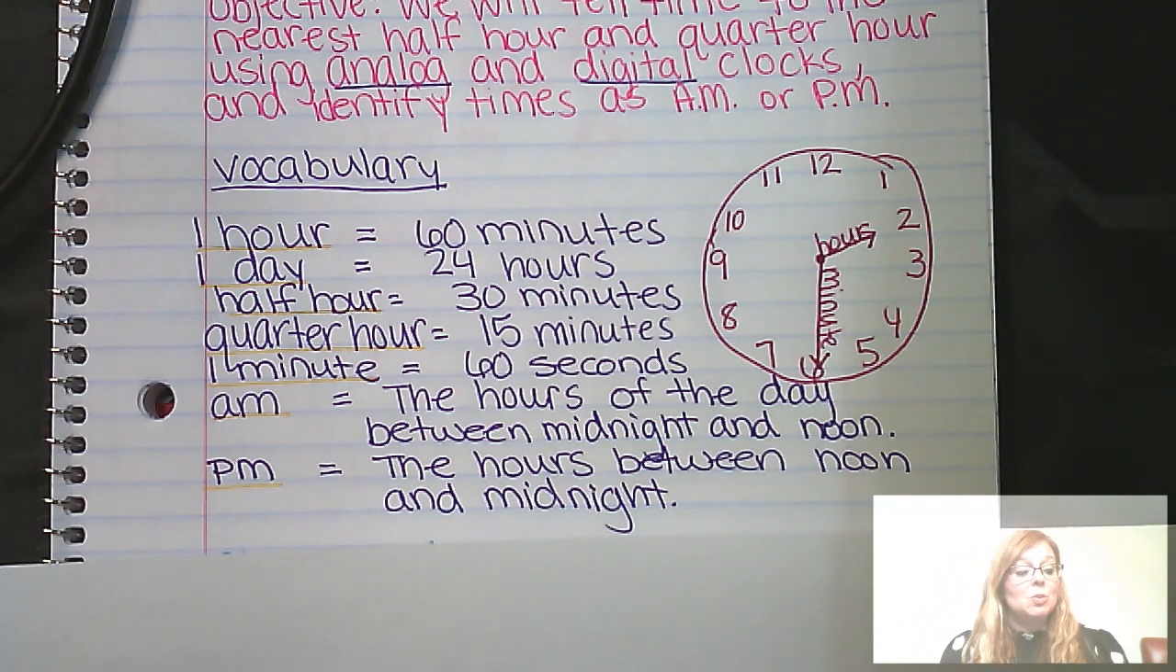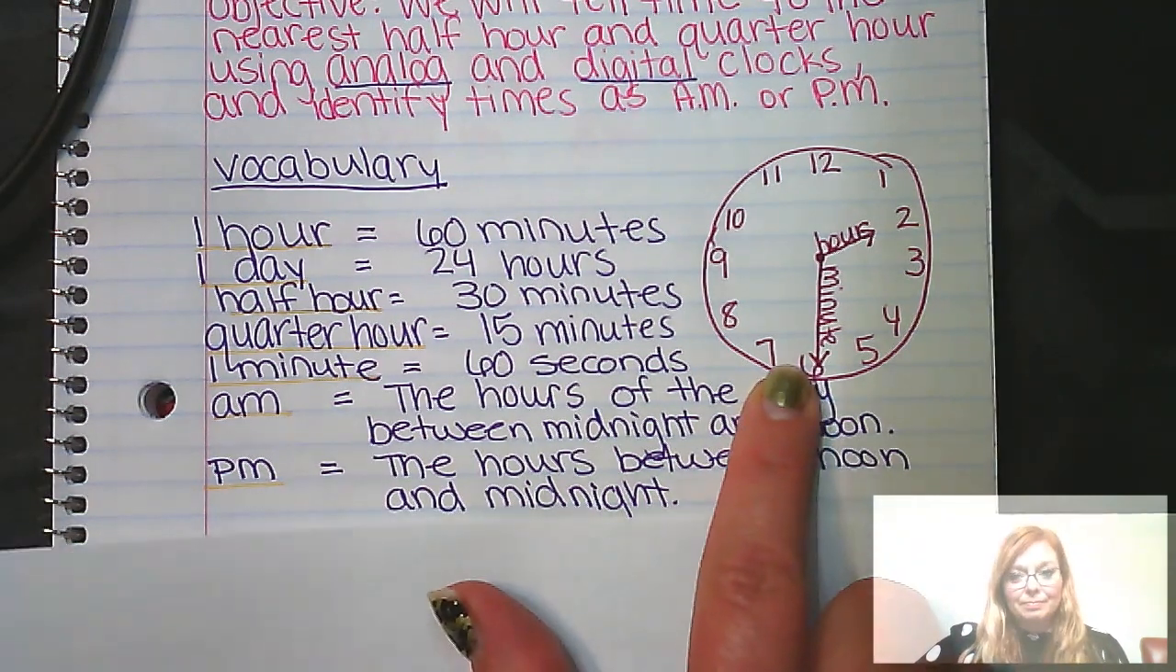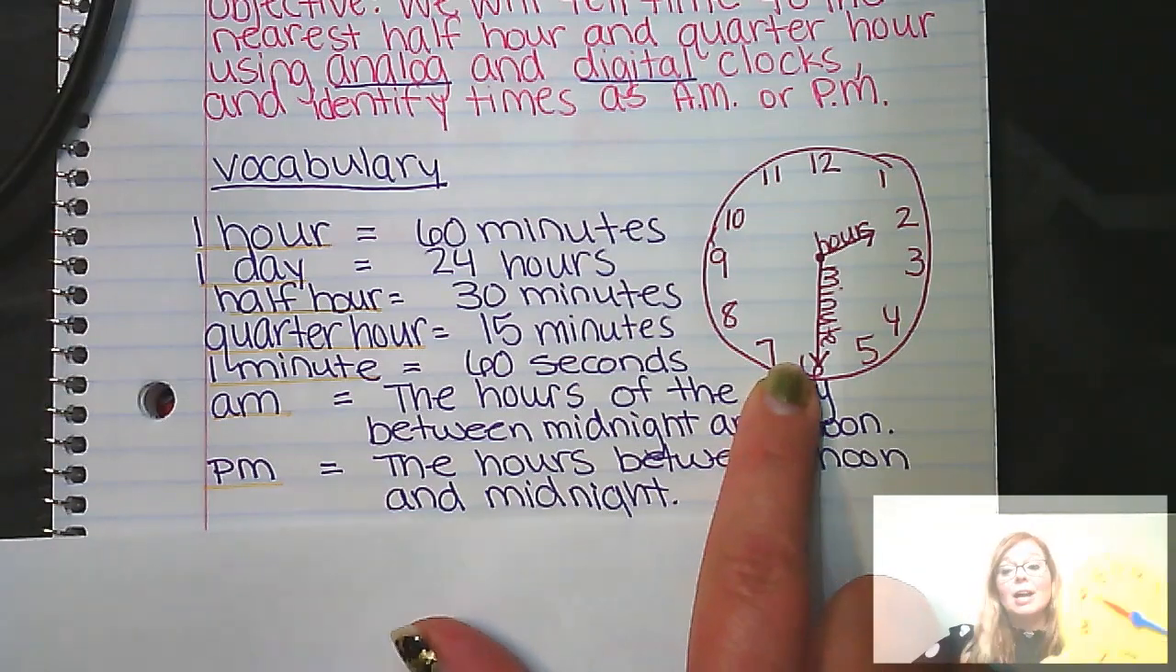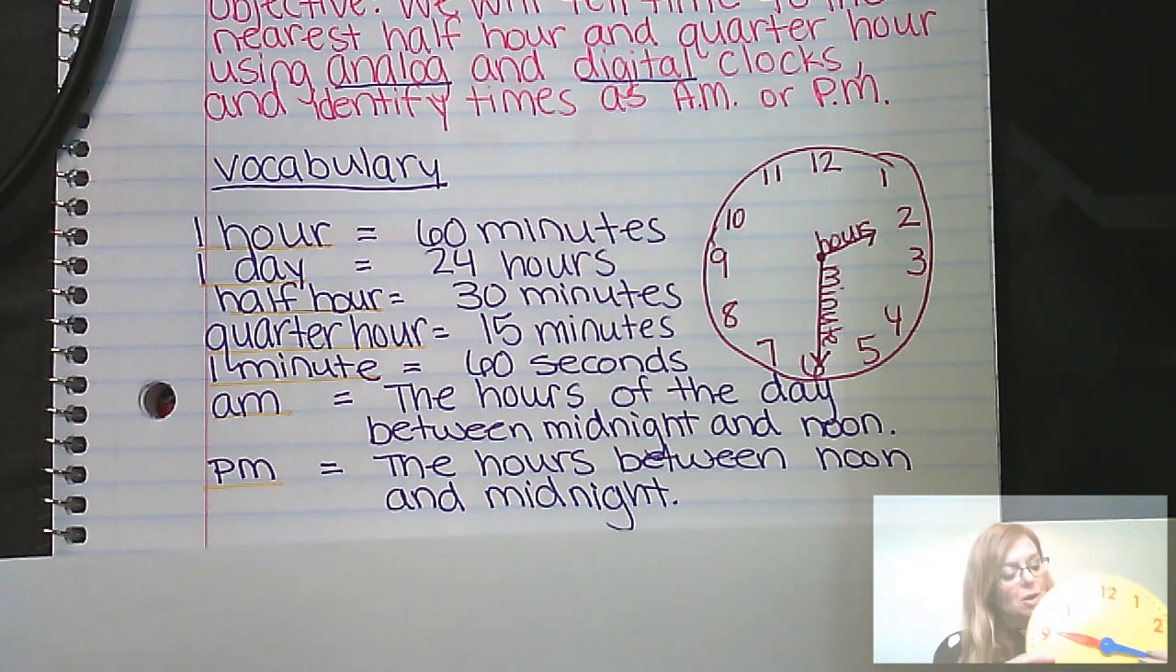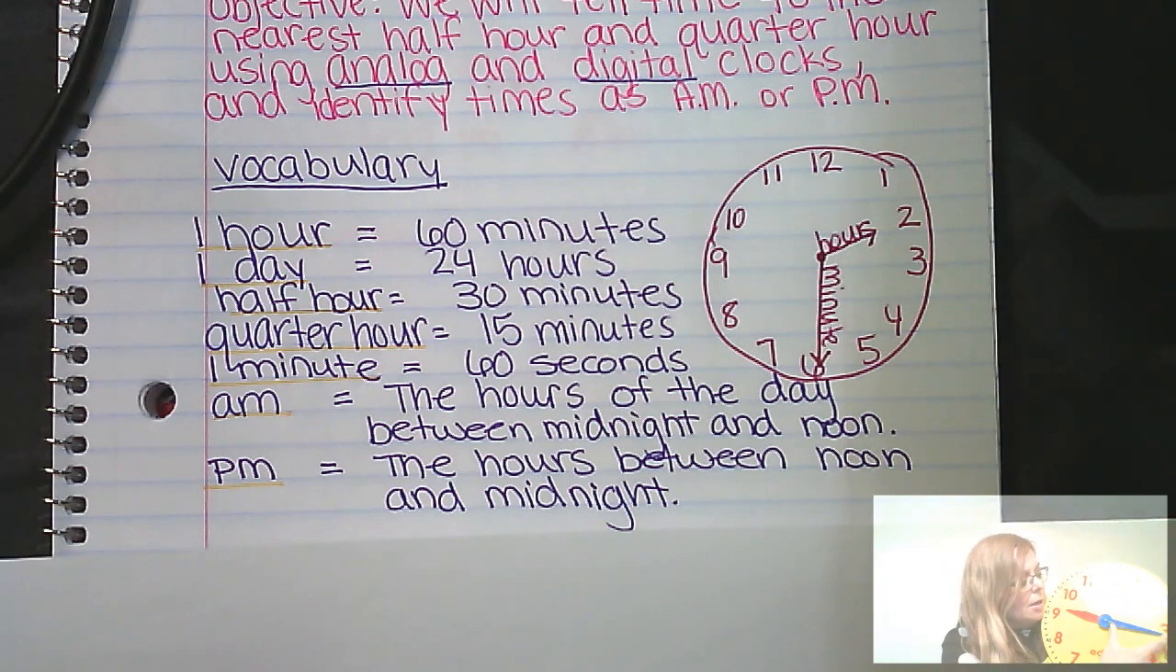I wanted to go over that, as well as I have drawn a little clock here, and I wanted to show you. There is a blue hand and a red hand. How do you tell the difference between this short hand and the long hand? And this is how I tell the difference.